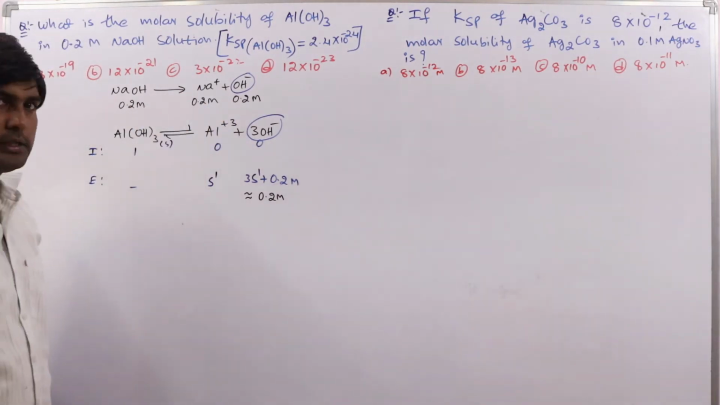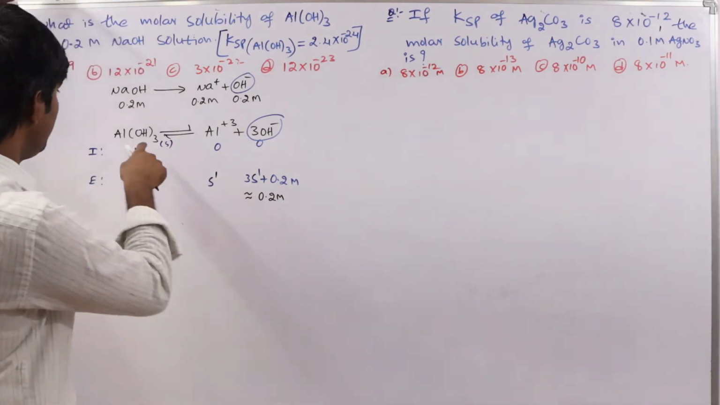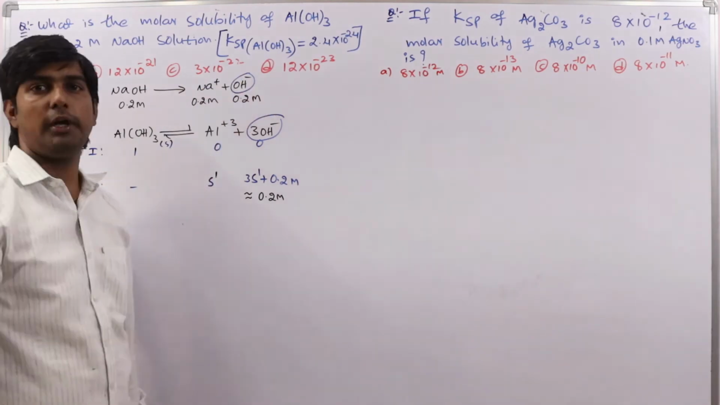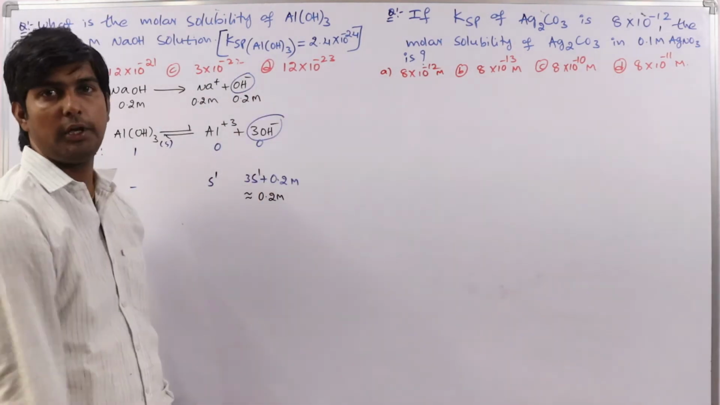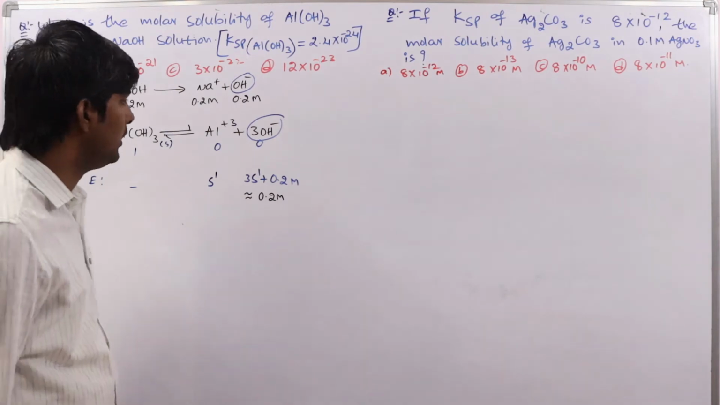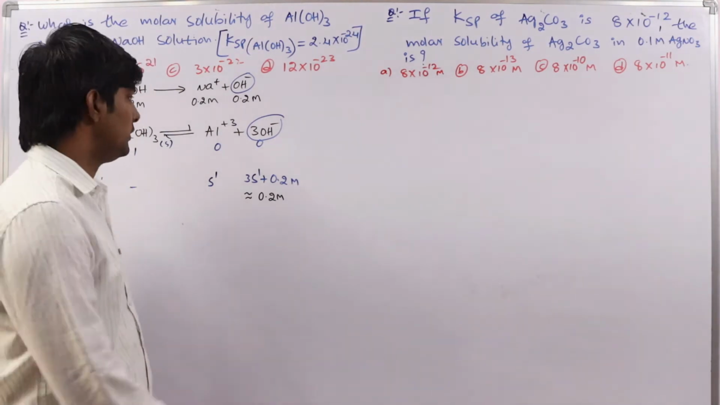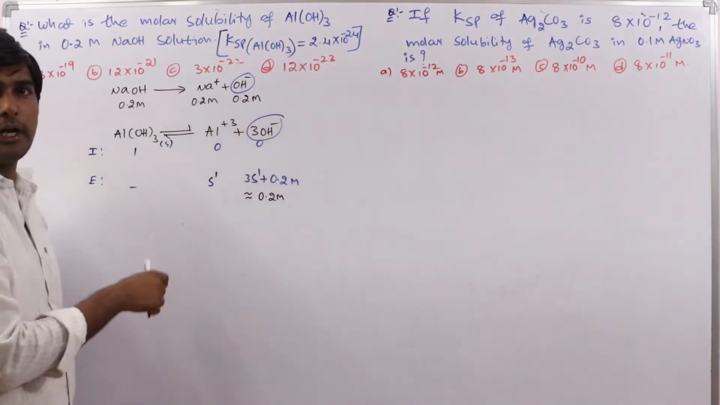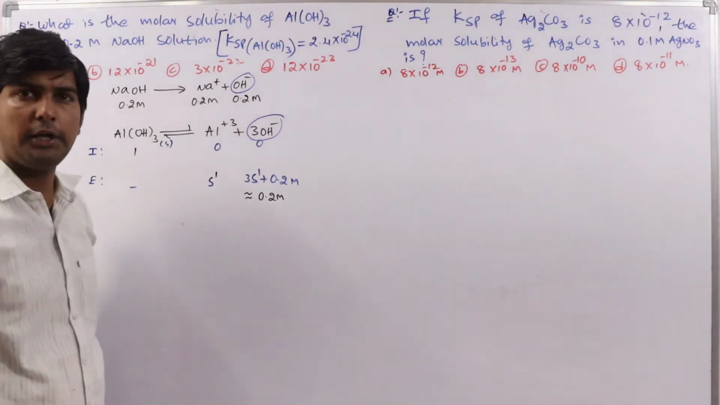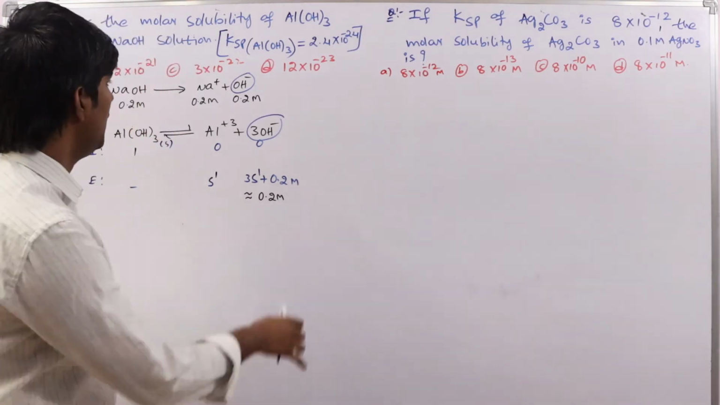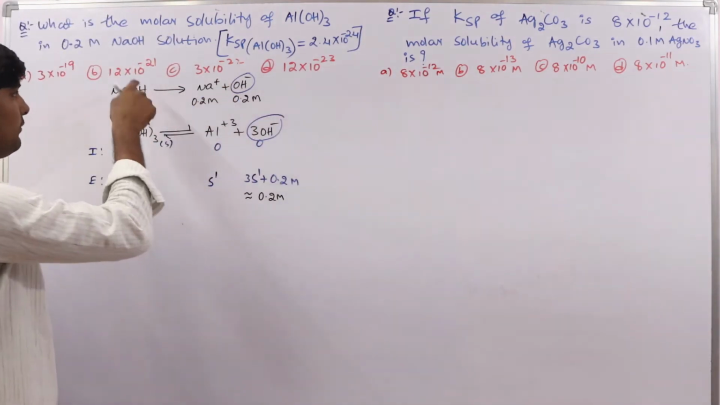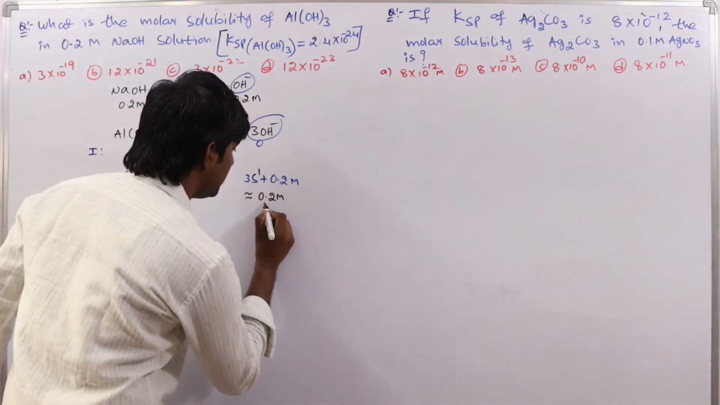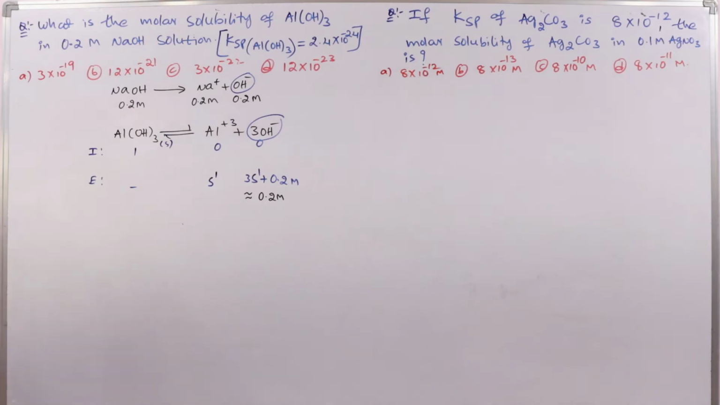What is the reason? Once again I am repeating. This is a weak electrolyte, and this is a strong electrolyte. It will give many OH minus ions, while the other gives very few OH minus ions, and we also have the common ion effect. Because of those two reasons, the OH minus ions coming from aluminium hydroxide are negligible when compared to the OH minus ions coming from the strong electrolyte. So this is almost equal to 0.2 molar.